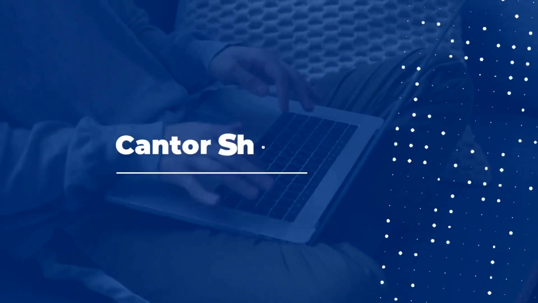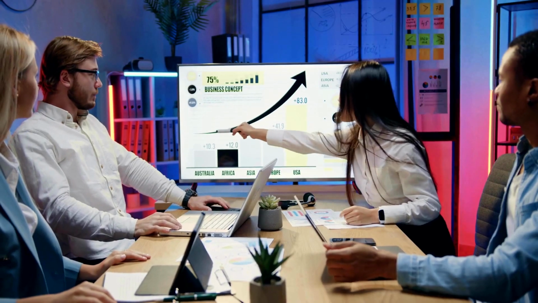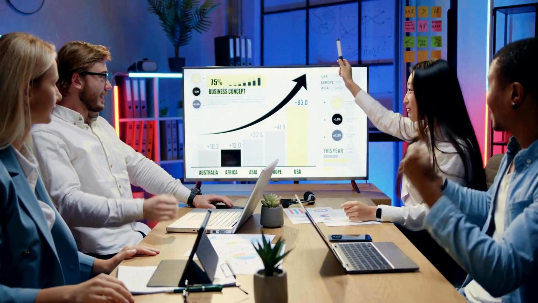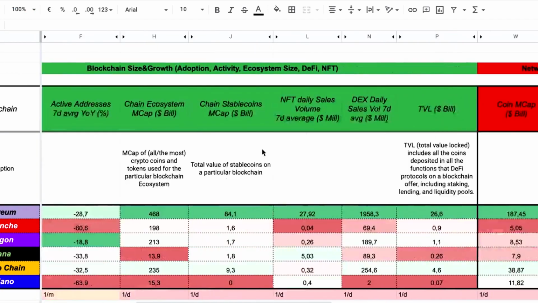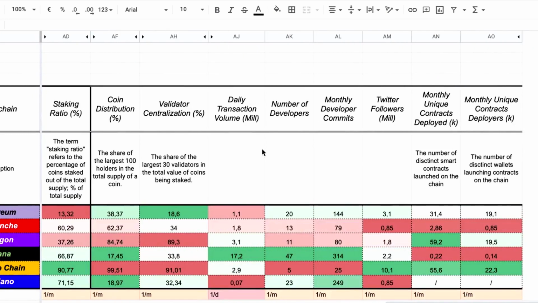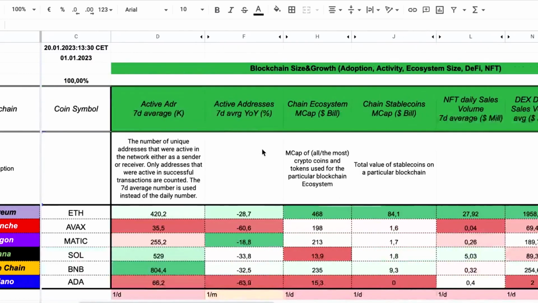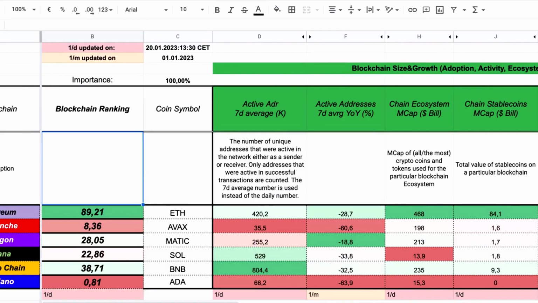But what if you don't want to spend hours poring over data and trying to make sense of it all? That's where our spreadsheet comes in. It is specifically designed to explore the most important parameters for size and growth of the biggest proof-of-stake blockchains, and it does all the heavy lifting for you.